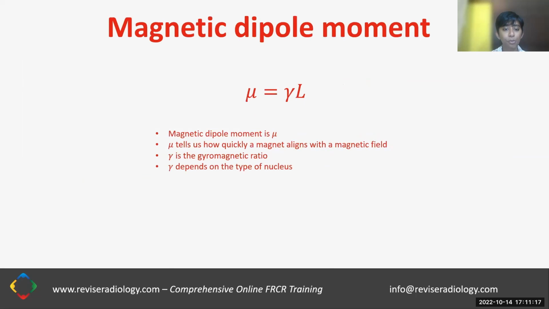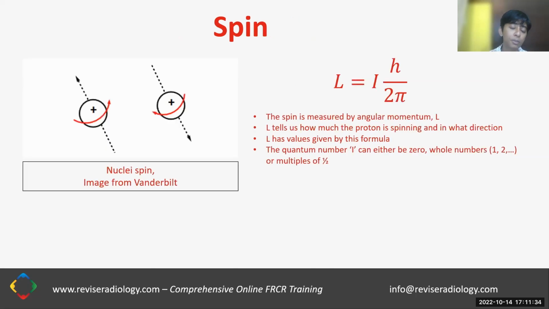The magnetic dipole moment is mu. Mu tells us how quickly a magnet aligns with a magnetic field. Gamma is the gyromagnetic ratio. Gamma depends on the type of nucleus. So we're just covering some basics here. We talked about the proton already. We said the proton is spinning.